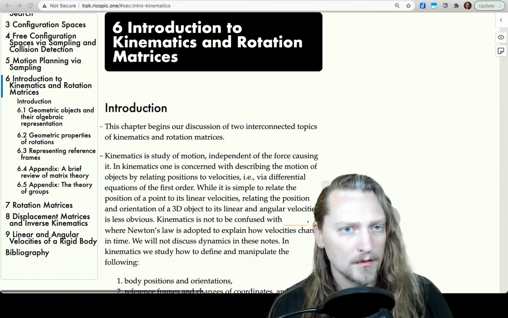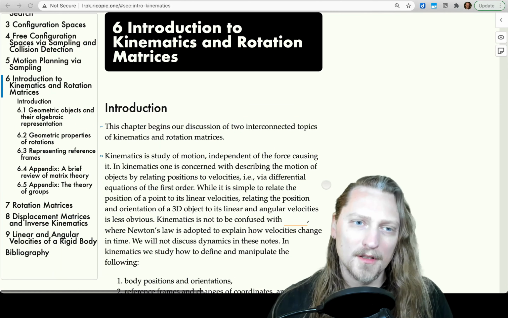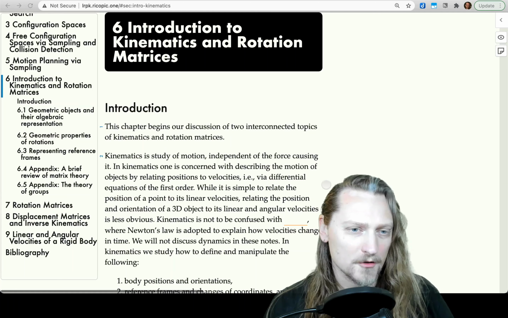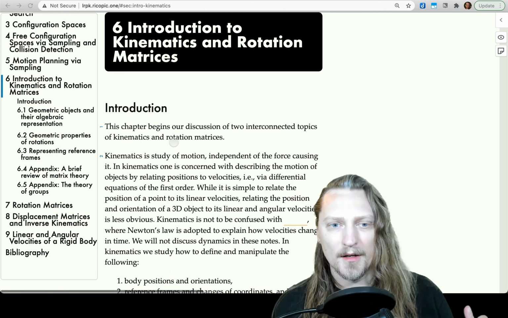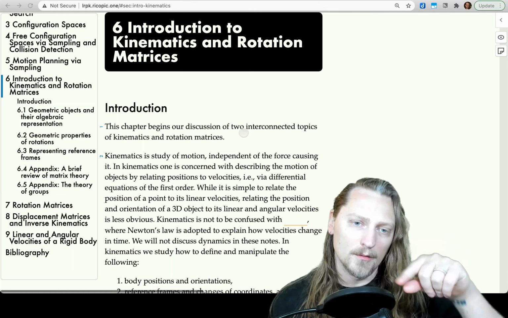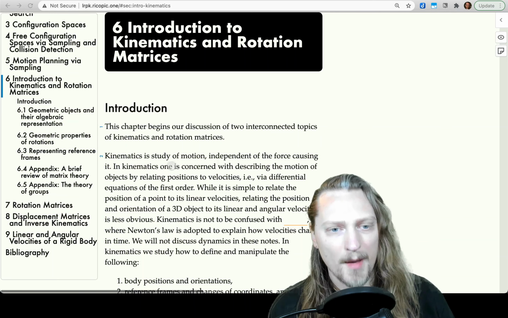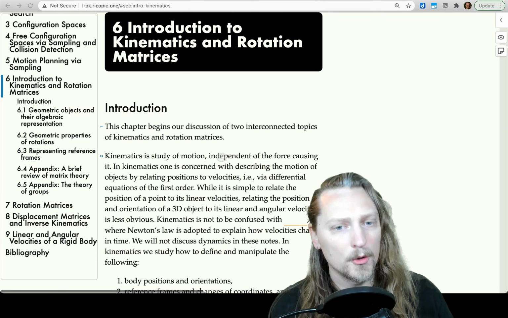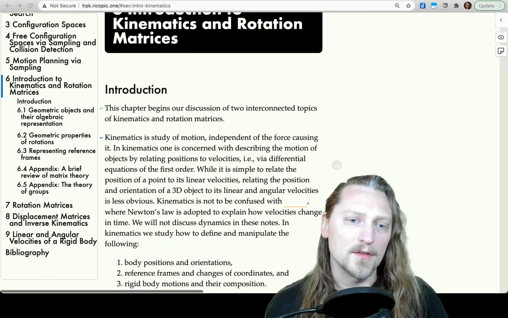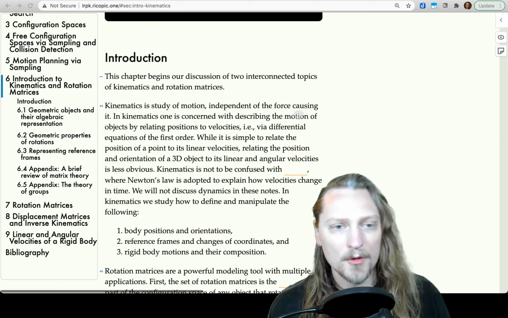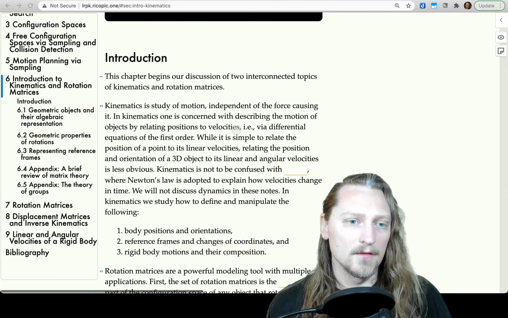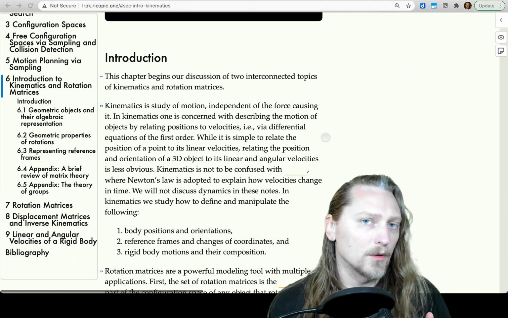All right, so Chapter 6, Introduction to Kinematics and Rotation Matrices. An introduction, this lecture. This chapter begins our discussion of two interconnected topics of kinematics and rotation matrices. Kinematics is the study of motion independent of the force causing it. In kinematics, one is concerned with describing the motion of objects by relating positions to velocities, i.e. via differential equations of the first order.